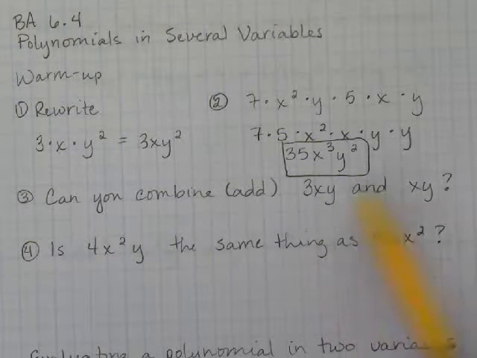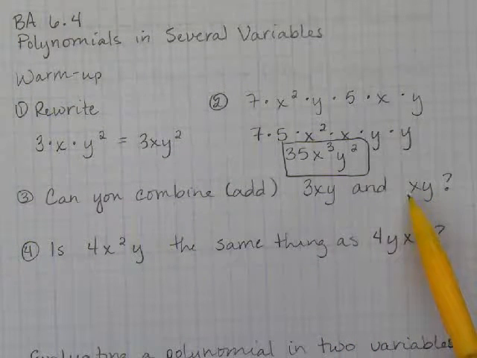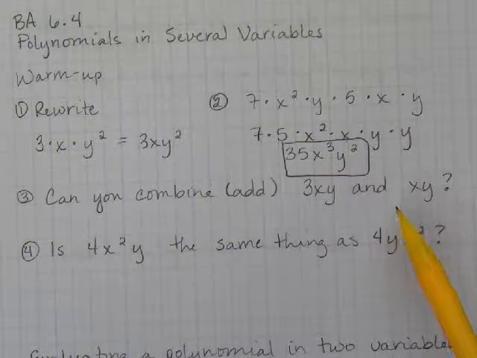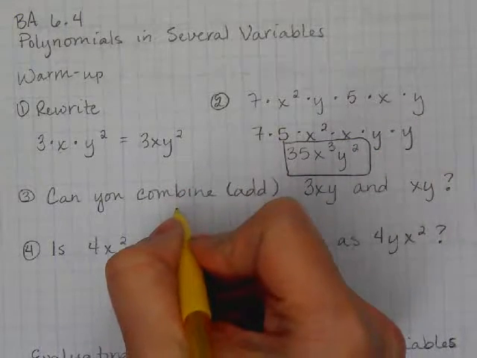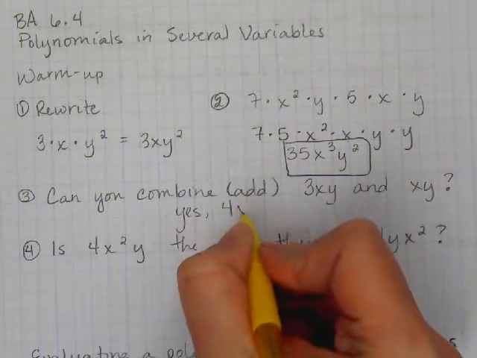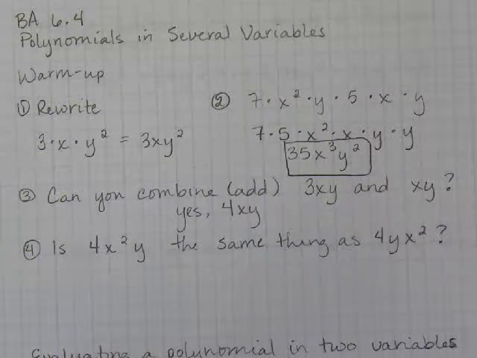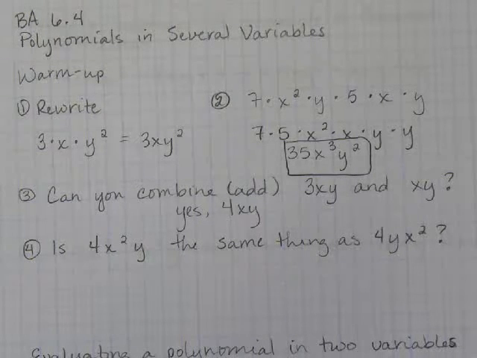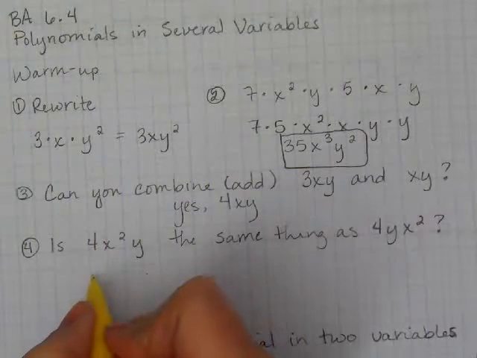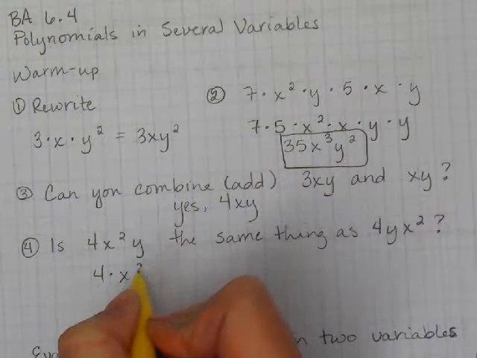And finally, is 4x squared y the same thing as 4yx squared? Think about what we did in number 1 and number 2. Jake? So if we're looking at these two, this is 4 times x squared times y. This is 4 times y times x squared. Because all we're doing is multiplying within those terms, we can reorder those. So this can just as easily be written as 4 times x squared times y, which means, yes, they are the same thing.